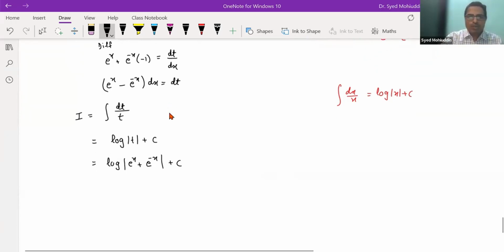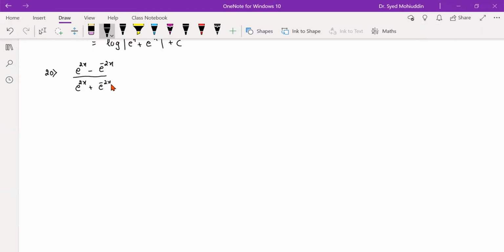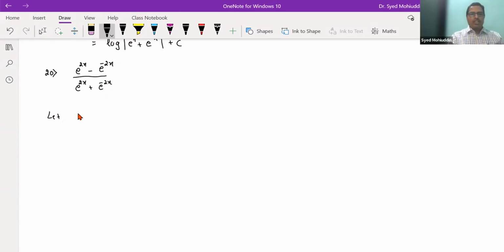Let us move on to the next question. I'll just give the clue. I'll not be solving it completely. I'll just tell you how to remove that clue. The remaining part you can do it. So let us take the integral. Let I is equal to integral of e power of 2x minus e power of minus of 2x divided by e power of 2x plus e power of minus 2x into dx.